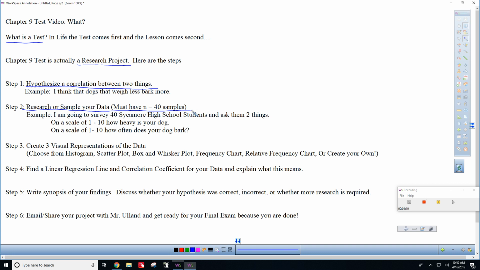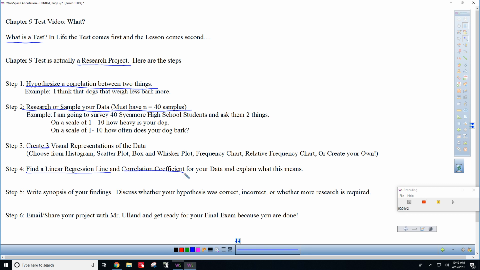Step 3, create 3 visual representations of the data I gave you from examples that I'll go over. Step 4, use technology to find a linear regression line and also record your correlation coefficient.